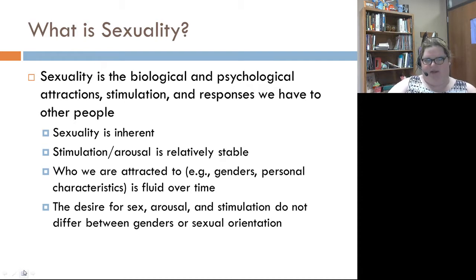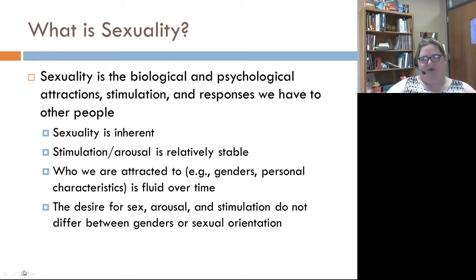Our sexuality, so our biological and psychological attraction, stimulation, and responses that we have to other people, is inherent, meaning each person's sexuality is part of their identity. There's no such thing as one type of sexuality or one real sexuality or one true sexuality. Everybody's sexuality is just kind of a product of who they are. We don't really know why. We just know that it's part of who you are.